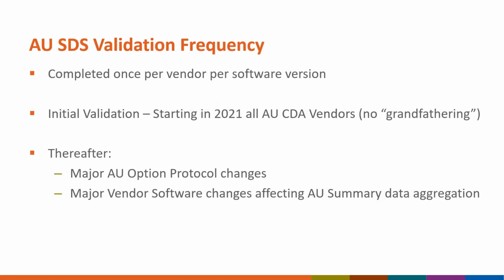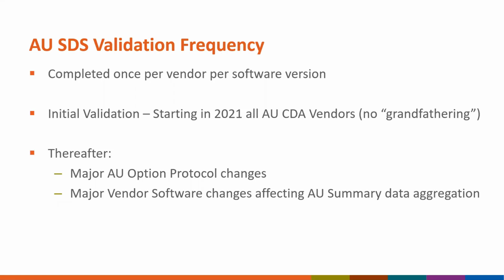Our top question, one of the most frequently asked, is how often do I need to validate? The AU SDS validation process is expected to be completed once per vendor per software version. So starting in 2021, all vendors creating AU CDA files will need to have successfully passed the initial AU SDS validation in order for their AU CDA files to either be manually uploaded or imported via direct into NHSN.